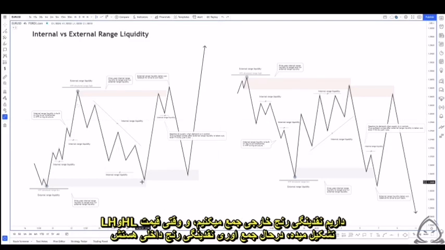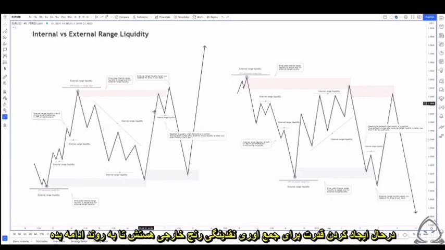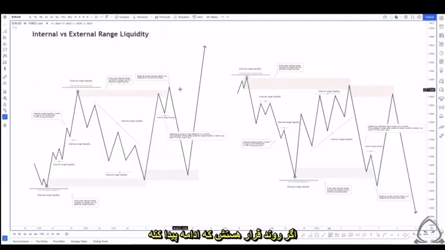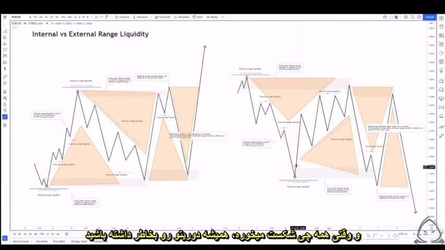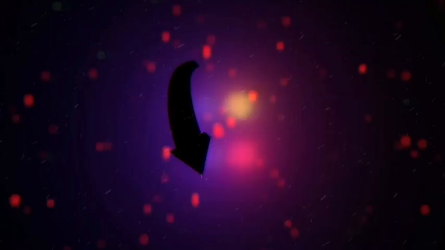We are taking external range liquidity. And when price is forming higher lows and lower highs, price is then taking internal range liquidity and it's building up the momentum to then take external range liquidity to then continue on the trend if the trend is looking to continue. And when all else fails, always remember the Dorito.